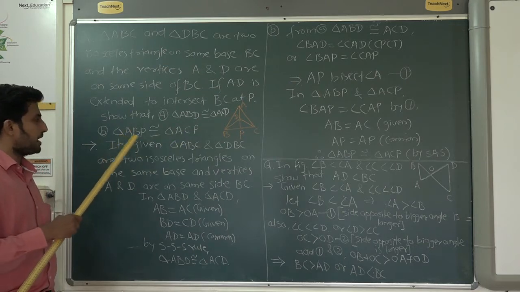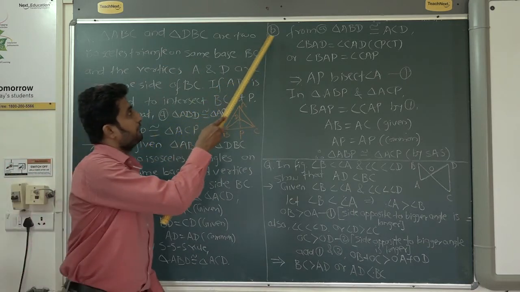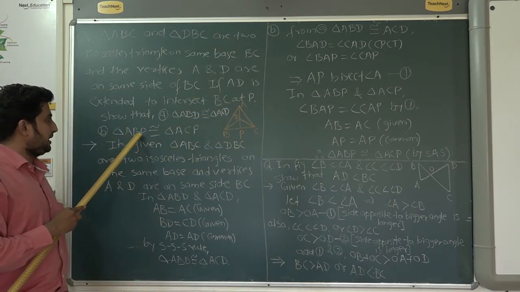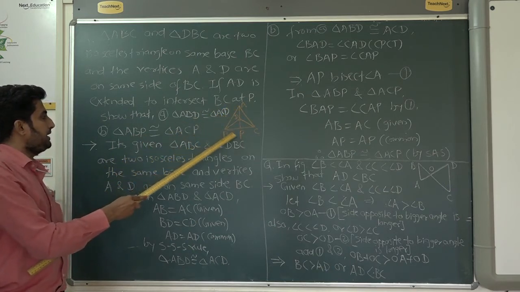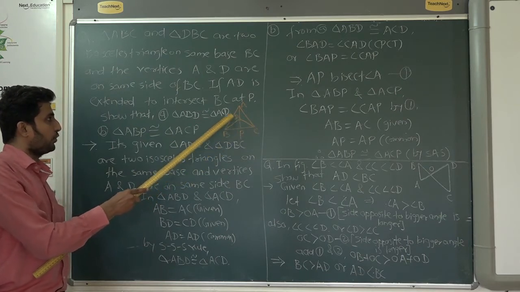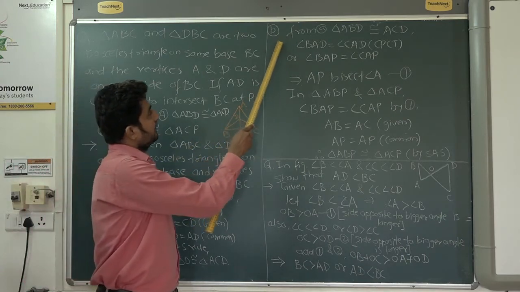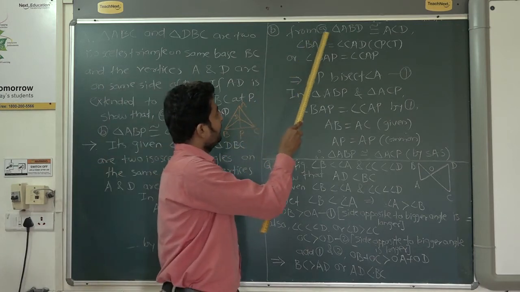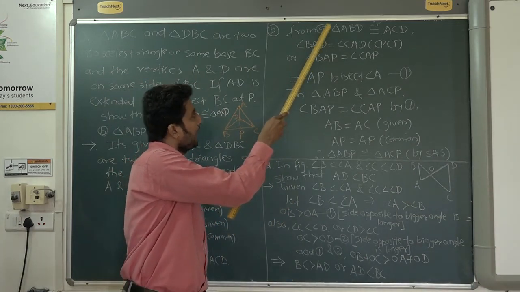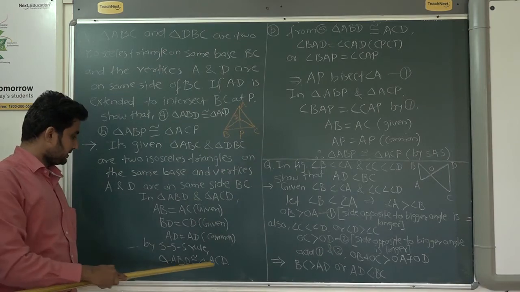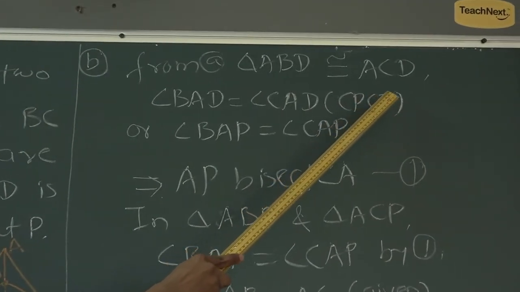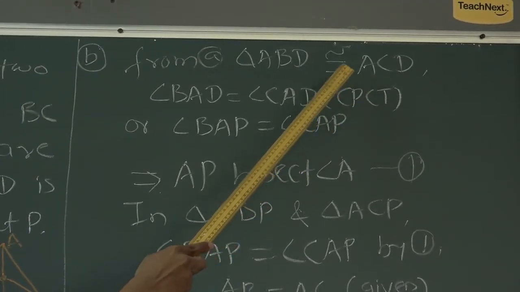Now we are going towards part B. In this part, we have to show triangle ABP is congruent with triangle ACP. In part B, we have to use the result obtained from A, which is triangle ABD is congruent with triangle ACD.